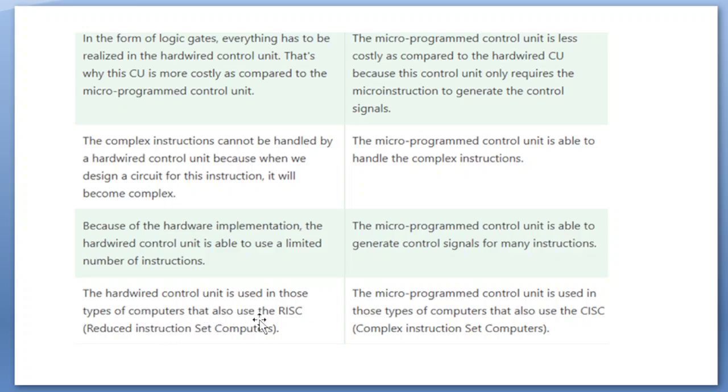The hardware control unit is used in those types of computers that use RISC. That is where we are using the hardware control unit. Which type of computers mainly use the hardware control unit? Reduced instruction set computers, that is RISC, use the hardware control unit, but CISC, complex instruction set computers, use the microprogrammed control unit. Okay, I hope you are all clear on what the hardware control unit and the microprogrammed control unit are.